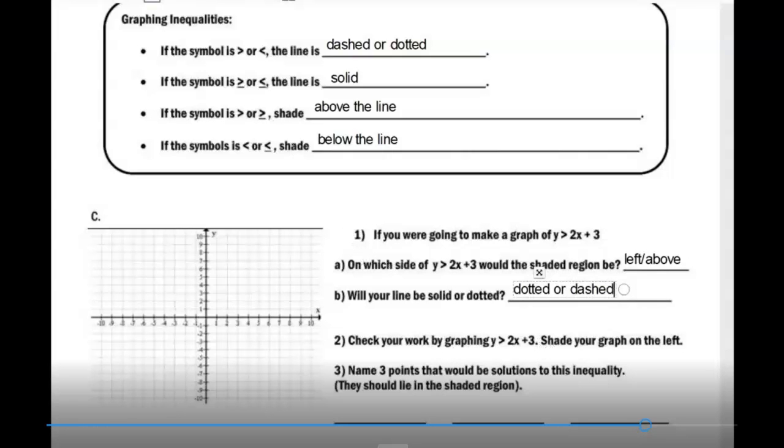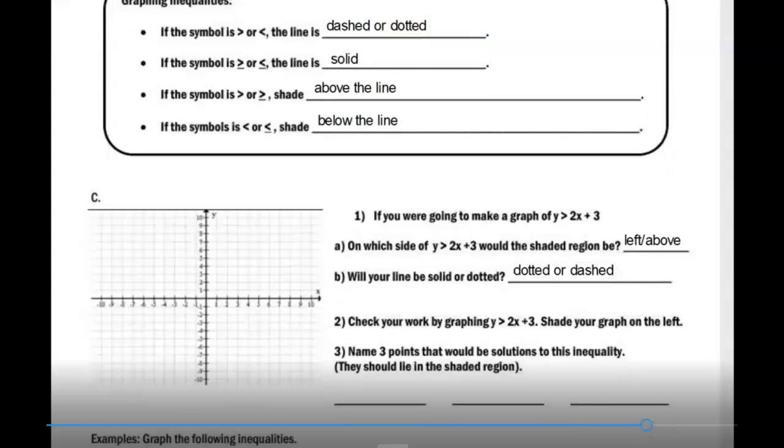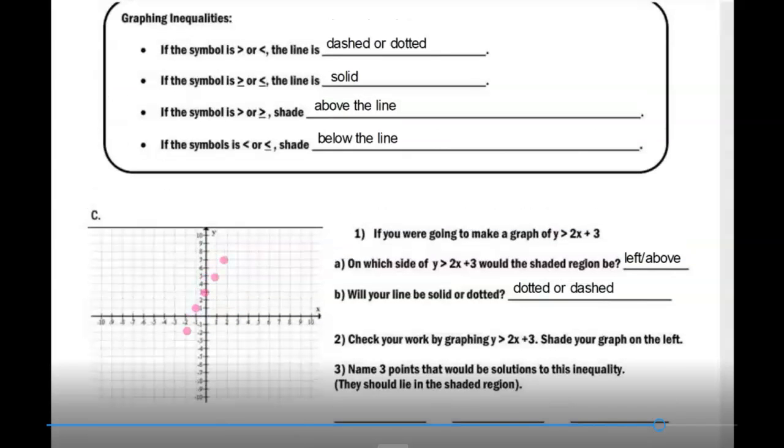Let's graph that. So what we're going to do is start with our y-intercept, so 0, 3. And then you're going to follow your slope, so up 2 over 1. Up 2 over 1, down 2, left 1, down 2, left 1. Once you have a good bit of points, you're going to connect them with your dashed line.